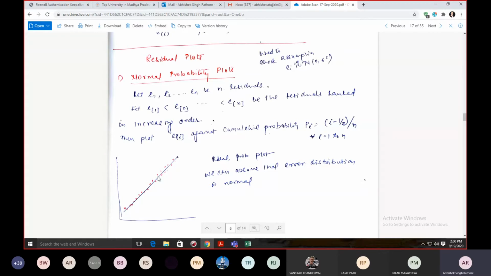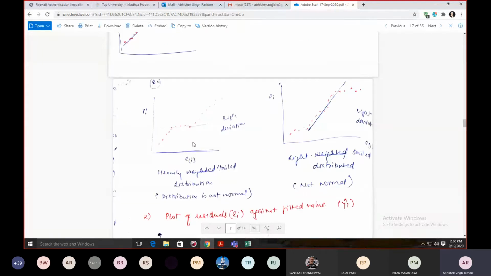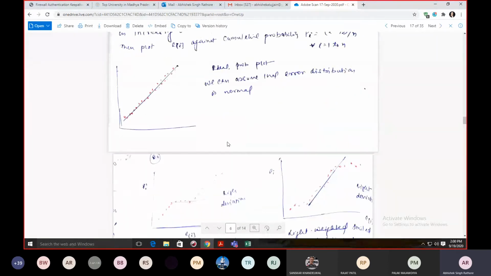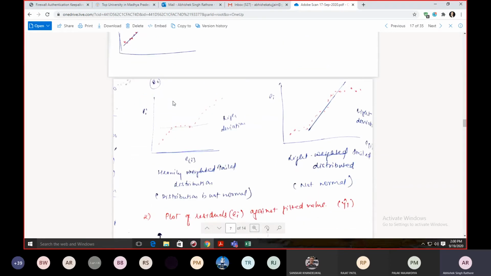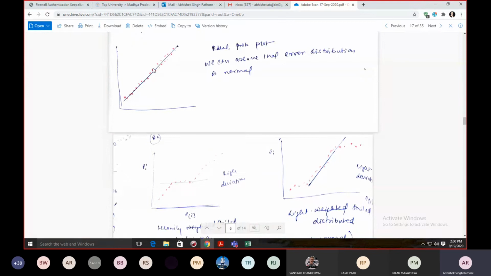Fine. Is it fine? Now let's say we have very few deviations, then we go for very high deviation. Any problem? No. Fine. So these are assumed to be very low deviation, or we can say there is an ideal deviation available. And it is assumed that your data is normally distributed here.